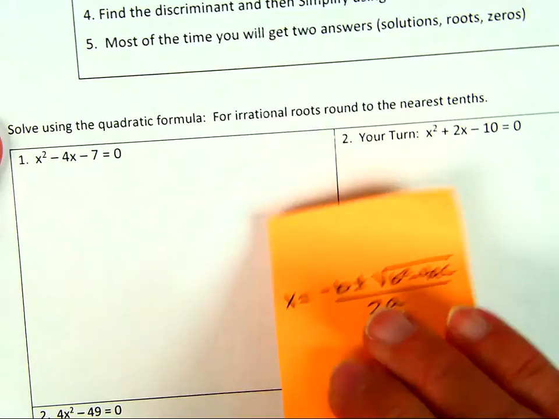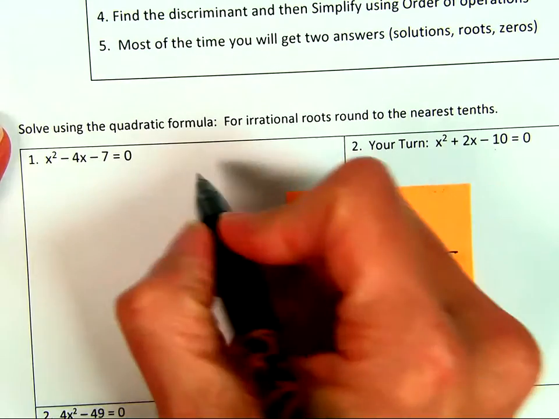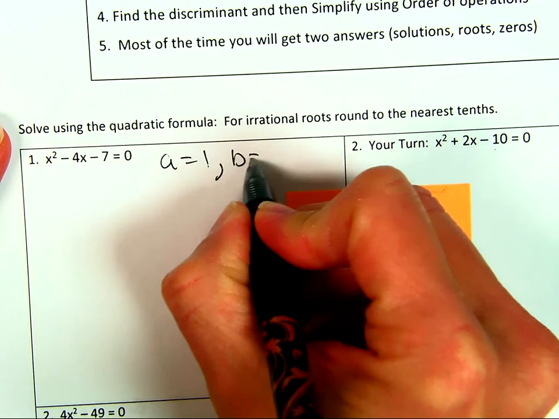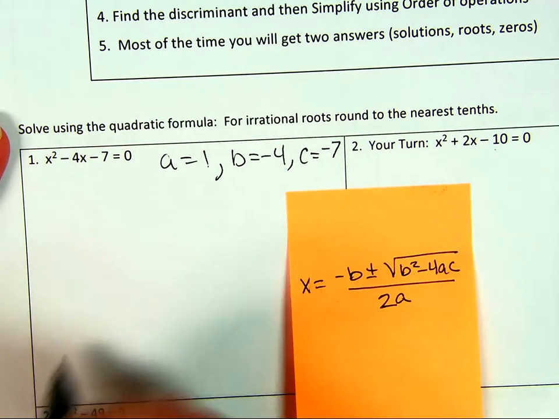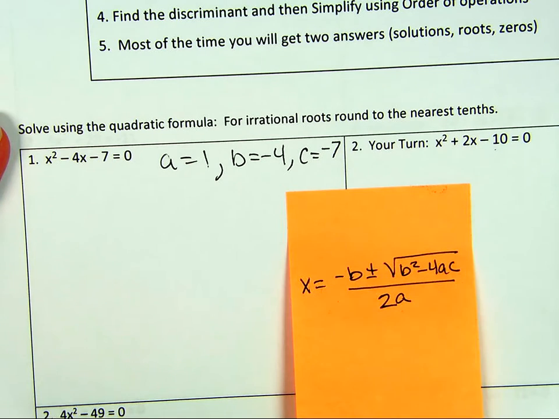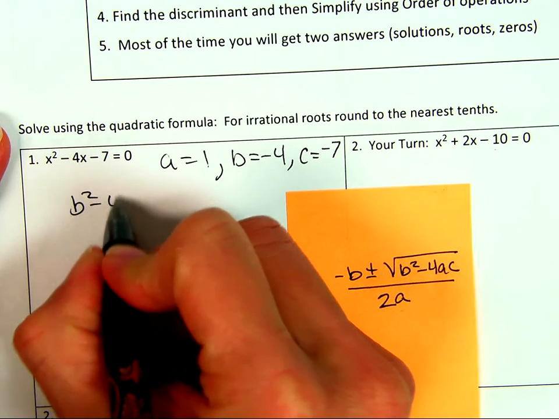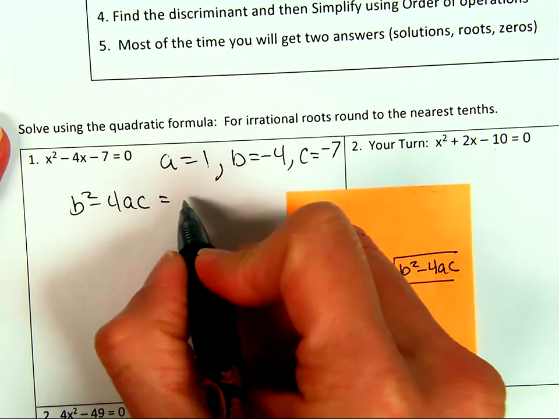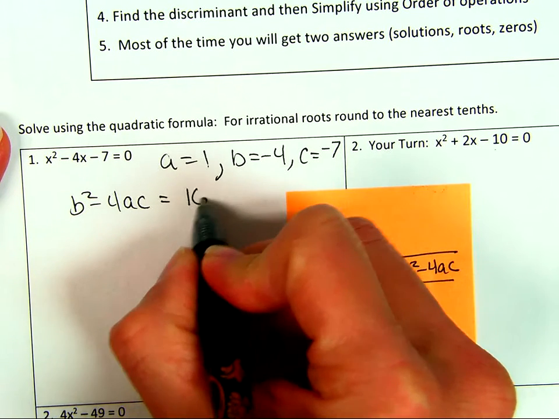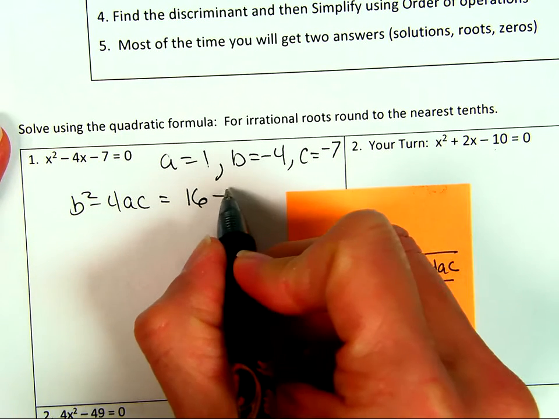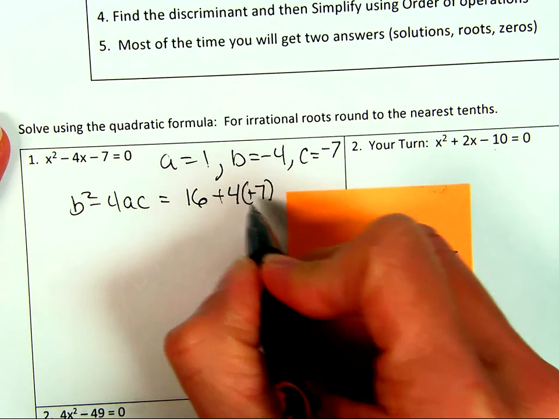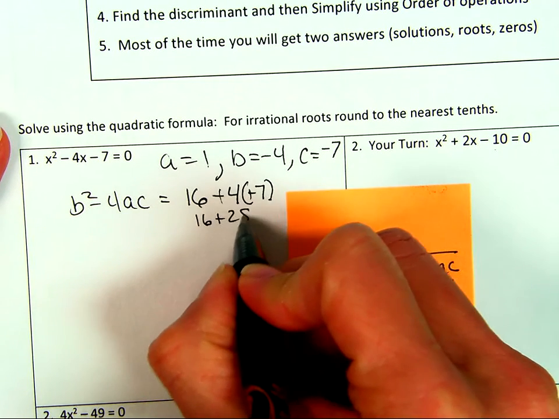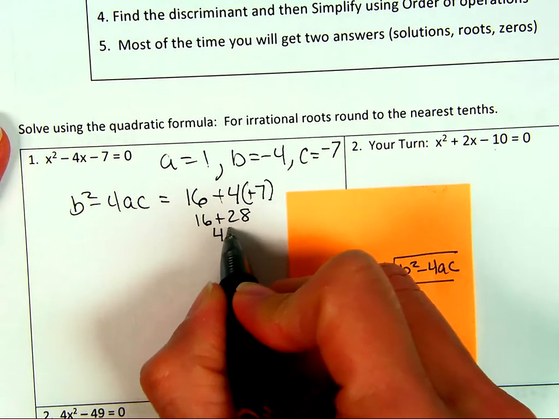Okay, so let's try this one. First we're going to find our A, B, and C. A equals 1, B equals -4, and C is -7. Remember the sign in front goes with it. So we are going to first find b squared minus 4ac, which is our discriminant. We take -4 and square it, which is 16. Then we take -4 times 1 times -7, which is +28. So we end up with 16 plus 28, and if we add those together, we get 44.